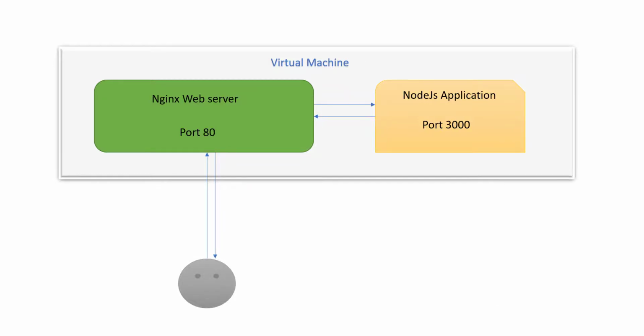Hello and welcome. Now we will see how to install Nginx and configure proxy paths in a Google Cloud Platform virtual machine. As you can see from the image, we have Nginx running on port 80 and we will deploy a Node.js application on port 3000. The client will only call on port 80, so we will configure Nginx to call the Node.js application and serve it on port 80 to the client.